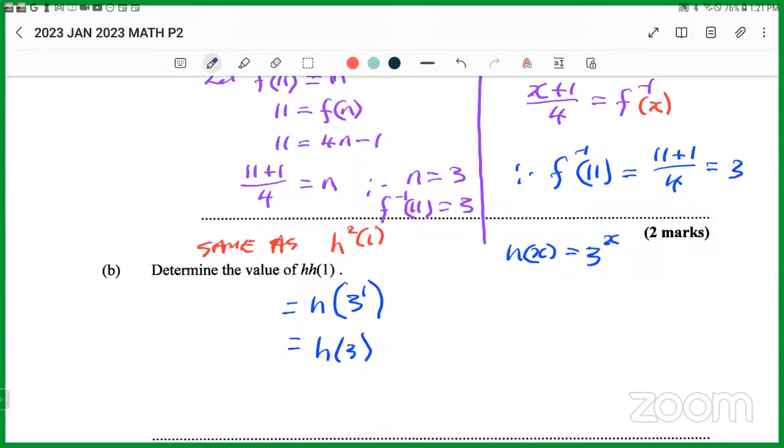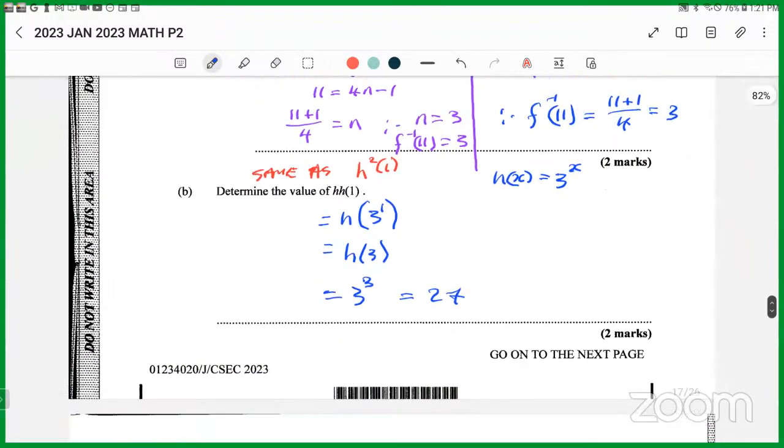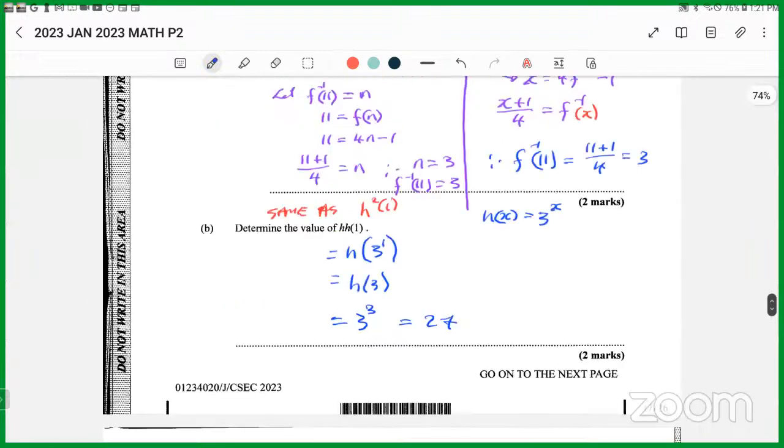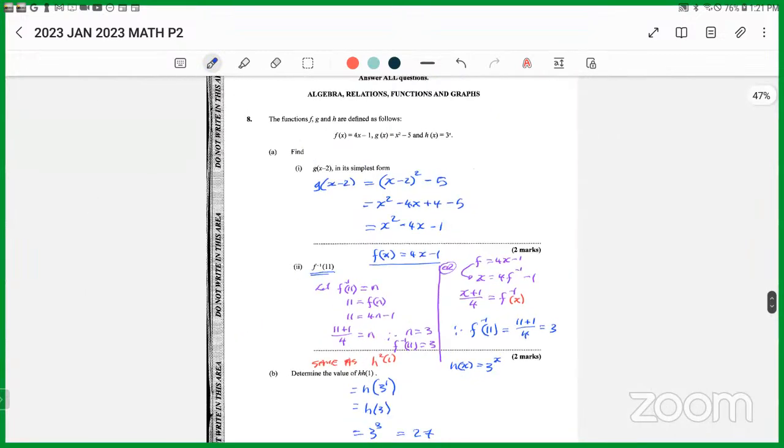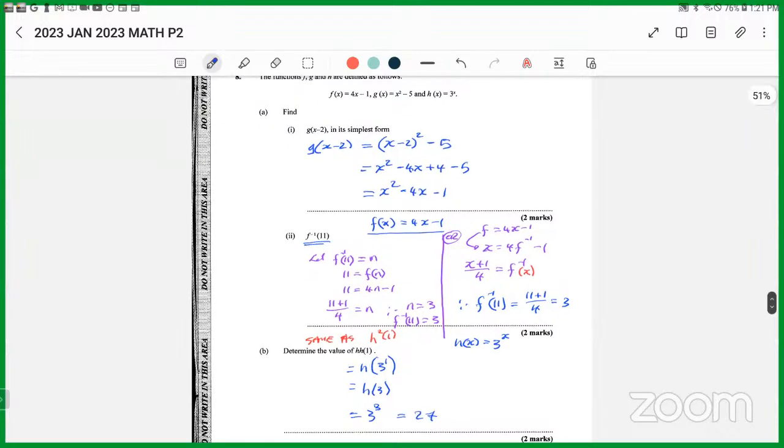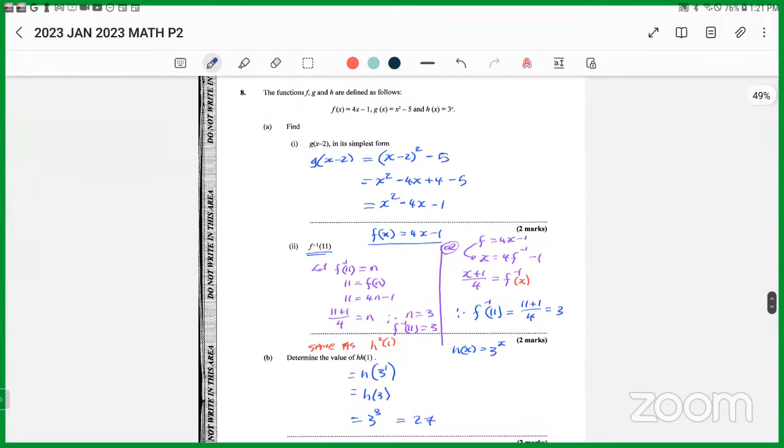Then h of 3 now is found again by putting the 3 into the h function with x. So this becomes 3 cubed. And 3 cubed means 3 times 3 times 3, which is 27. That is it. That finishes that question. Are you okay with that? Yes, fine. Very good. All right.